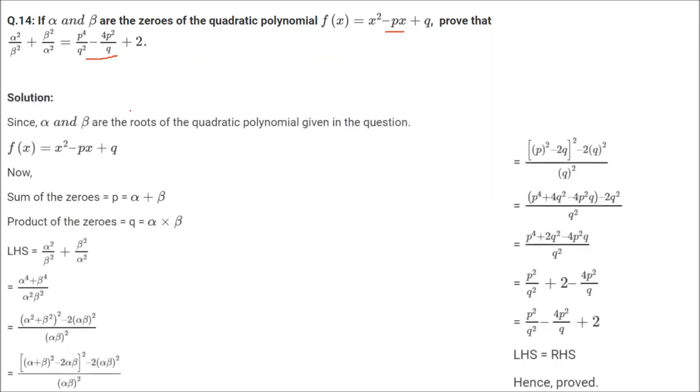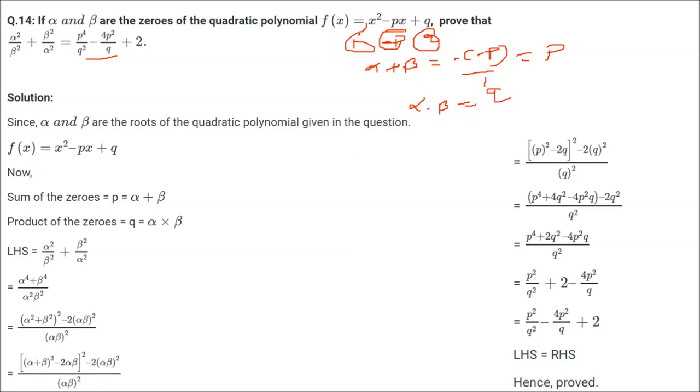If alpha and beta are the zeros of the quadratic polynomial, this one, prove that alpha square by beta square plus beta square by alpha square is this value. So first of all, let me take A here. A is 1, B is minus P, and C is Q. So alpha plus beta is what? Alpha plus beta is minus B by A, that is minus of minus P by 1, that is P. And alpha into beta is C by A, that is Q by 1. So P and Q are alpha plus beta and alpha into beta.